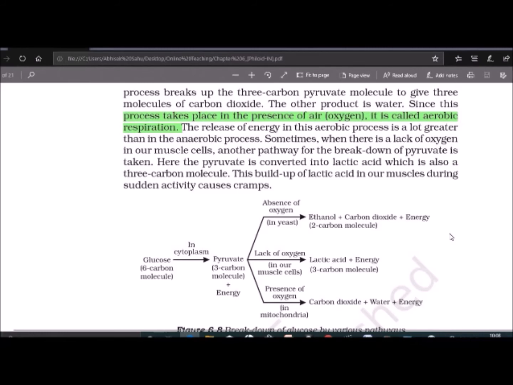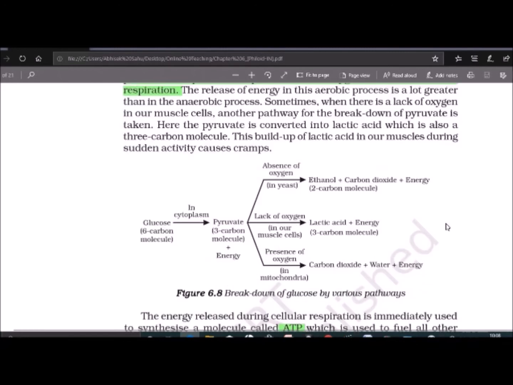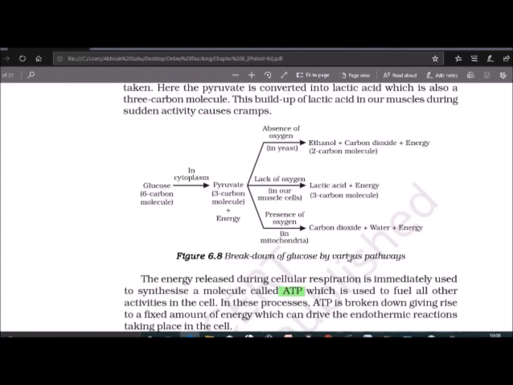Sometimes when there is a lack of oxygen in our muscle cells, another pathway for the breakdown of pyruvate is taken. Here, the pyruvate is converted into lactic acid, which is also a 3-carbon molecule. This build-up of lactic acid in our muscles during sudden activity causes cramps. So these are the 3 pathways that help in the breakdown of glucose. The first one is the absence of oxygen, that is anaerobic respiration.